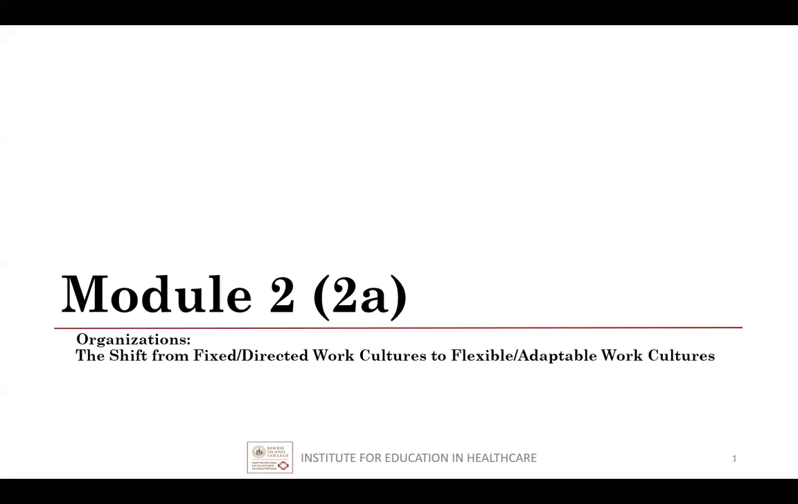Organizations: the shift from fixed, directed work cultures to flexible, adaptive work cultures. The traditional model of managing and organizing focused on fitting the needs of the industrial machine technology in the workplace and responded to the social, technical, and economic issues of that era. This unit is presented to explain and support the shifts from traditional, closed organizing and managing to flexible, responsive, more open organizing and managing.